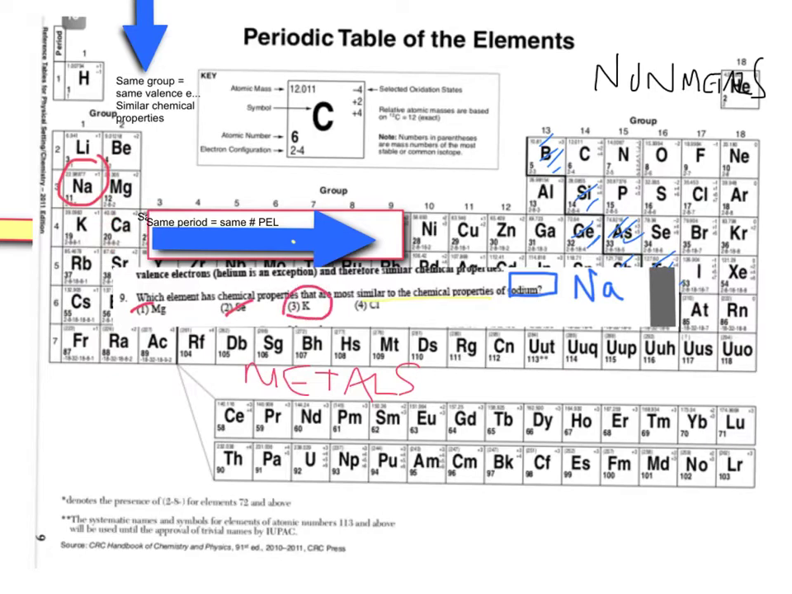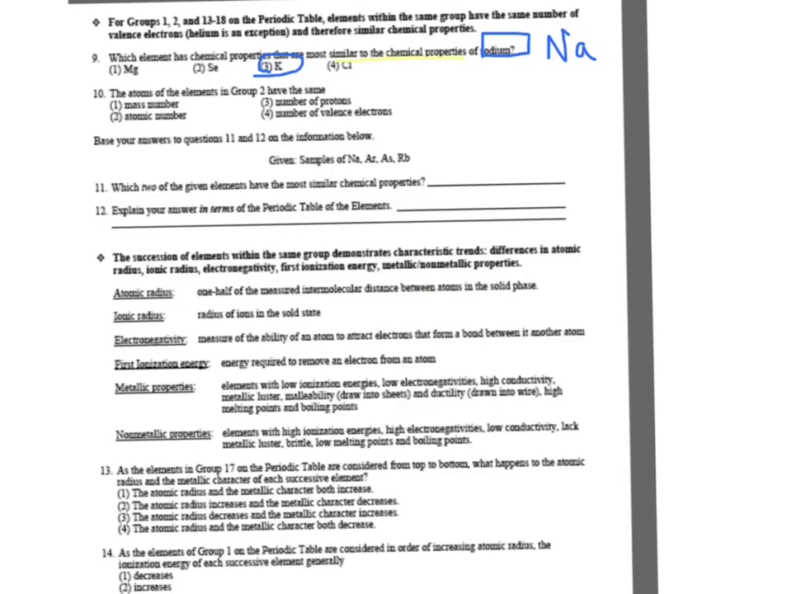And then we see chlorine. Chlorine, which is over here, is not in the same group as sodium. The next question asks us to evaluate elements in group 2. So again, we need to refer to the periodic table.